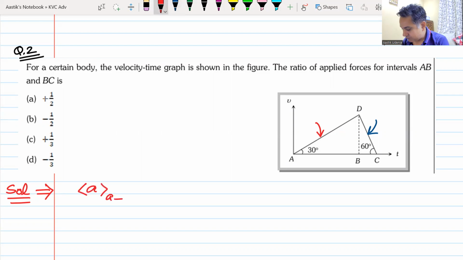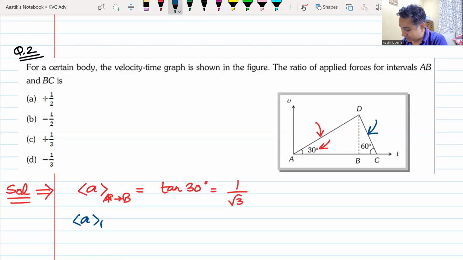And average acceleration from A to B will be tan of 30 degrees with a positive sign. So it will be 1 by root 3. Do you all agree on this? Raise hands will give me more confidence that we all agree on this.